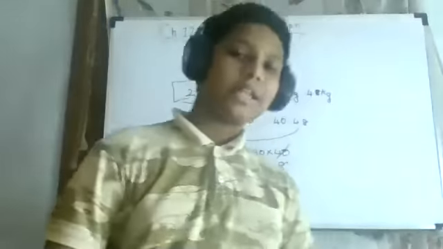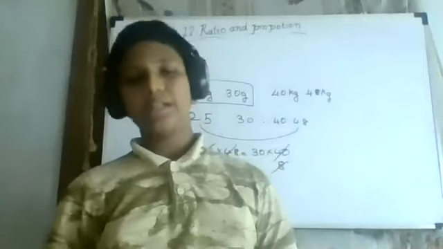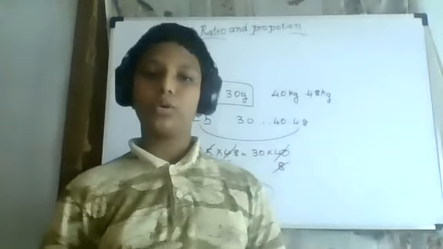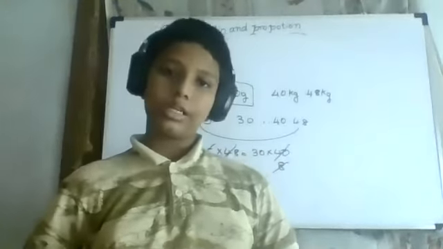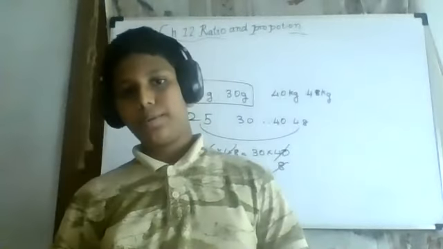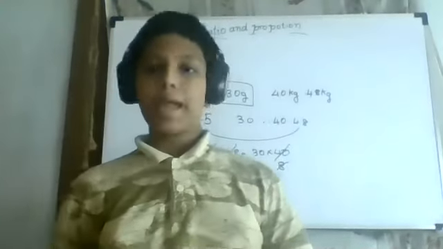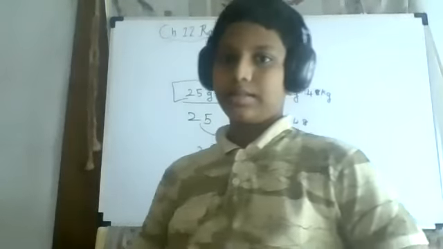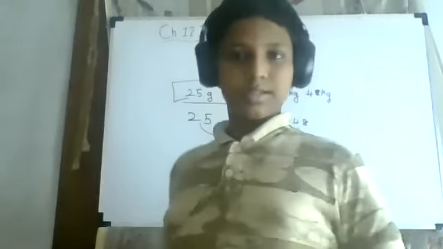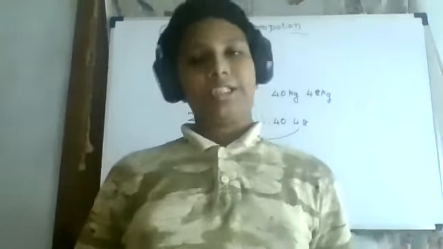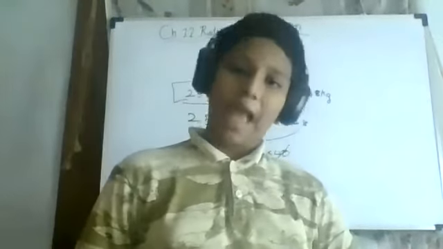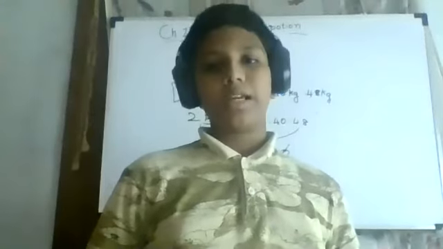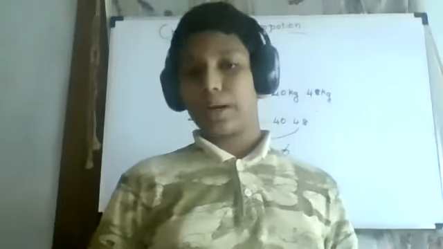In this class, we have discussed about the ratio and the proportion. The ratio means comparison of two quantities. Comparison of two quantities is known as a ratio. Okay, it is denoted by colon, two dots like this, and it is read as is to, and it can be written as a fraction. And if the ratios are equal, then it is known as equivalent fraction.